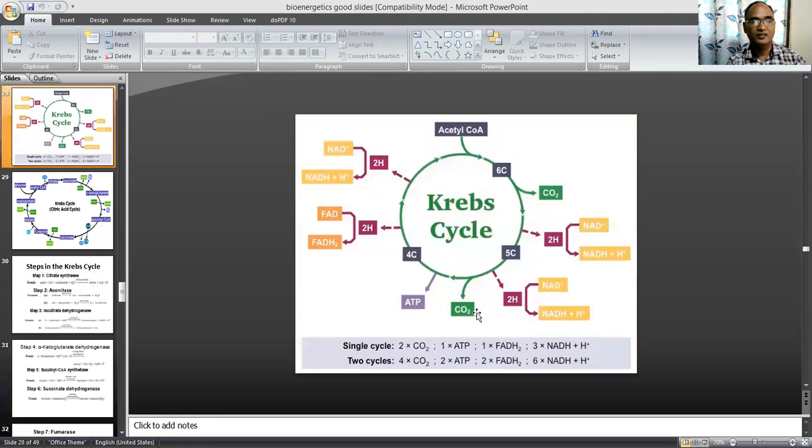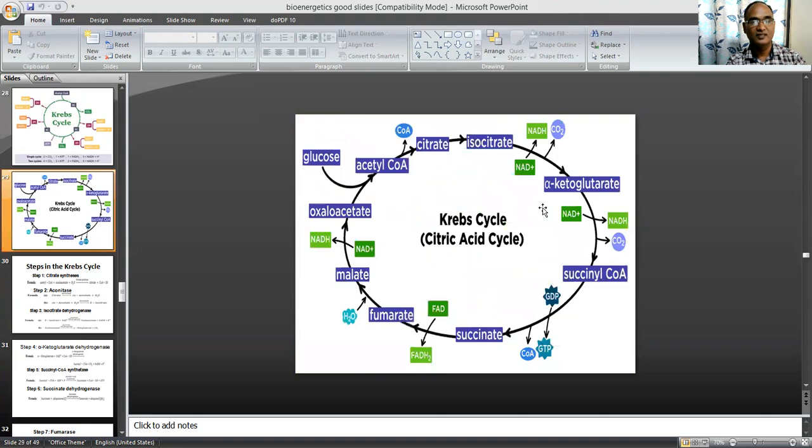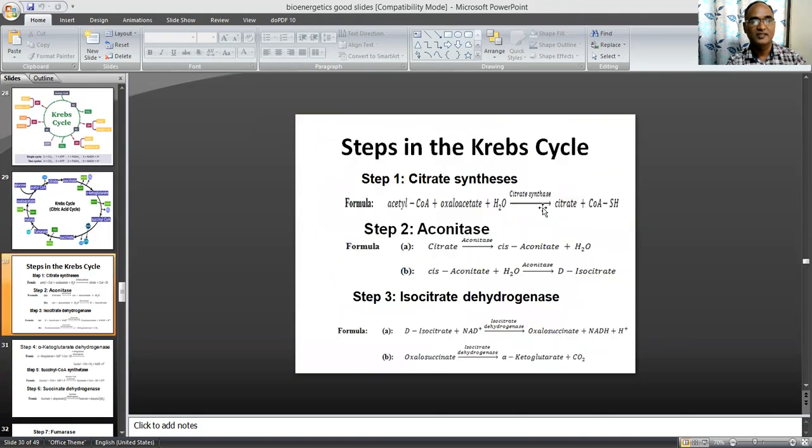This is about the Krebs cycle. The Krebs cycle has 1, 2, 3, 4, 5, 6 phases. Those phases are very essential, and we'll discuss them in an elaborate manner. Steps in the Krebs cycle: citrate synthesis. The acetyl CoA is converted into citrate. This is called the first phase, citrate plus CoA. These are the end products of the citrate synthesis.